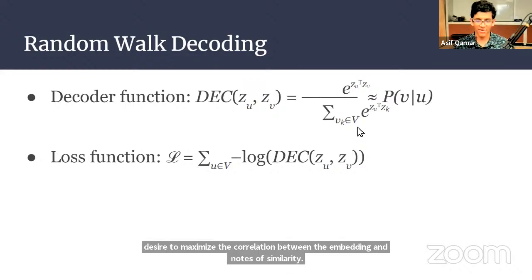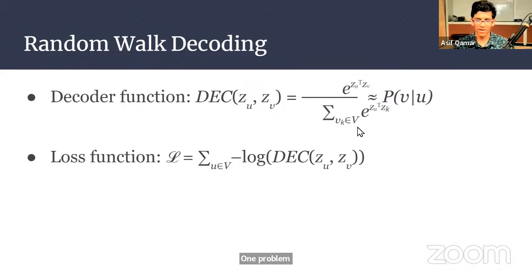One problem with naively computing the log function is that this leads to O(V squared) computation time. You can see that there's a V in the total sum, as well as a V in the denominator of the decoder function. So we want to optimize this further.